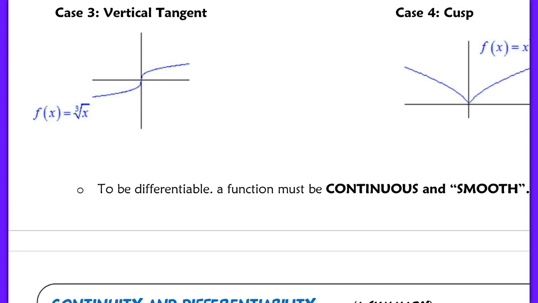Okay, so in case 3, we see another example of a function that's continuous when x is 0. So f of 0 is defined, right? It's equal to 0. But f prime of 0 does not exist. It also fails to exist. It's not differentiable here. Now the reason it's not differentiable, and again, you can relate it back to the slopes of tangent lines.